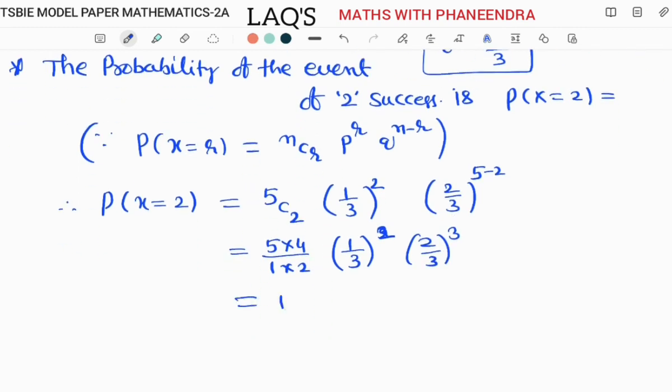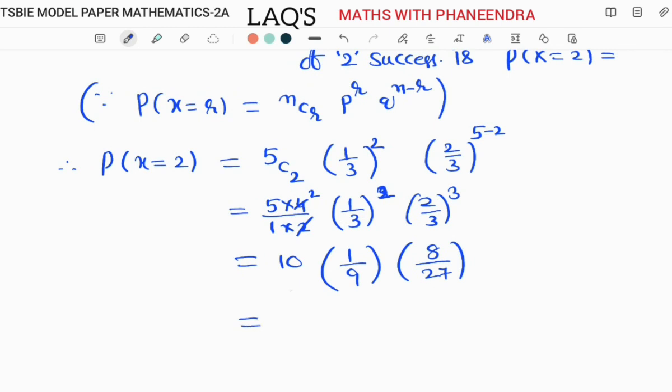So it will become 10 into 1 by 3 square, which means 1 by 9, into 2 by 3 whole cube, which means 8 by 27. So which is equal to 8 into 10 is 80, by 9 sevens are 63, 9 into 2, 18 into 6, 24, so 243. Therefore the probability of the event of 2 successes is 80 by 243. nCr p power r q power n minus r.